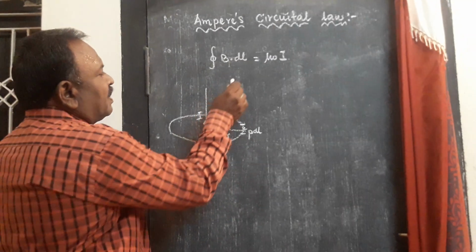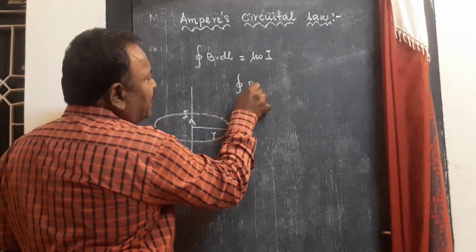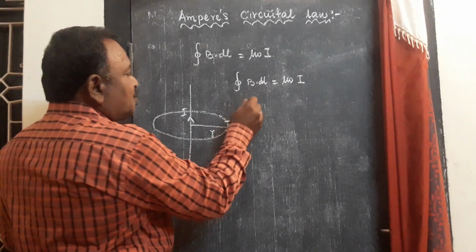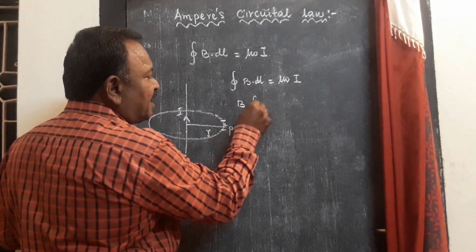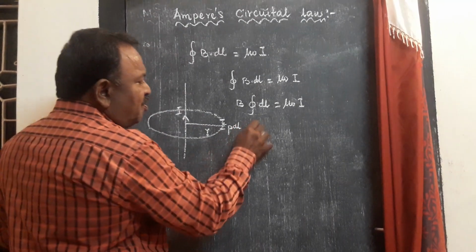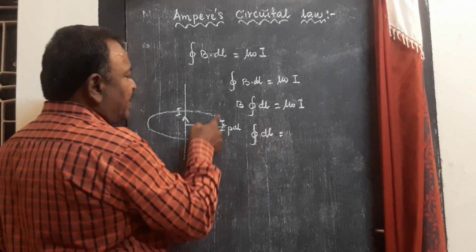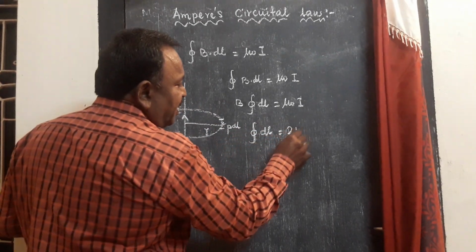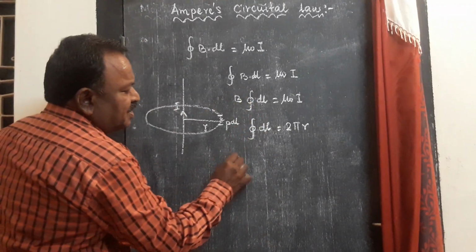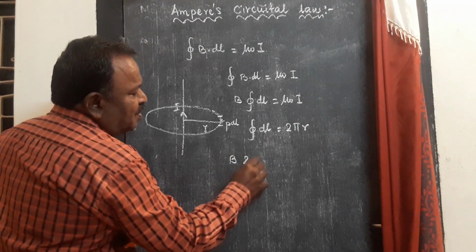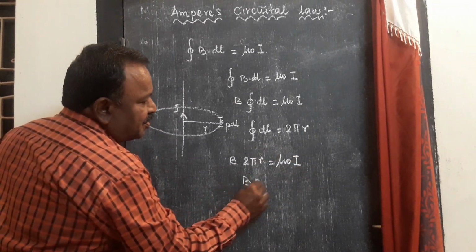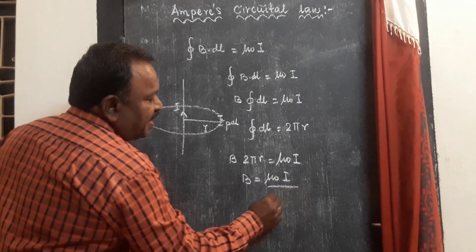When you apply Ampere's law, closed integral B dot dl is equal to mu naught into I. B is a constant, so B times closed integral dl is equal to mu naught into I. Integrating the small element over the Amperian loop gives the circumference of the loop. Substituting, we have B into 2 pi r equal to mu naught into I, or B is equal to mu naught I by 2 pi r.